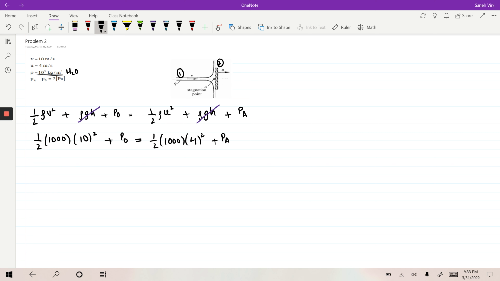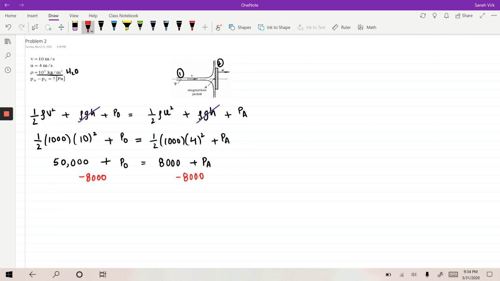So on the left hand side you get 50,000 plus P naught equal 8,000 plus PA. Subtract 8,000 from both ends.